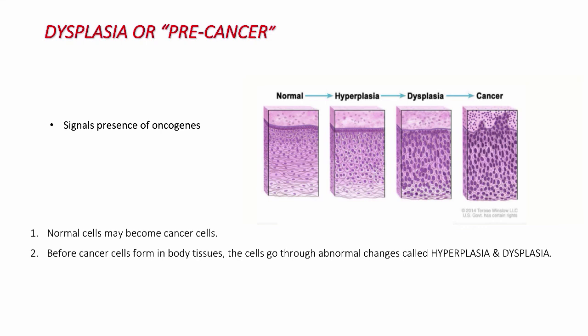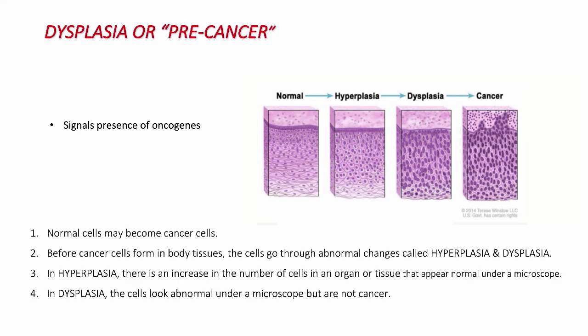But before the cancer cells form in body tissues, cells go through a number of abnormal changes called hyperplasia and dysplasia. In hyperplasia, there is an increase in the number of cells in an organ or tissue that appear normal under a microscope. But in dysplasia, the cells look abnormal under a microscope. They're not yet considered cancer, but they are signaling that cancer may be at a higher risk of developing. So these tissue changes may lead to cancerous tumors, or they may not. I know this is really confusing, but this is based on the information that we have.